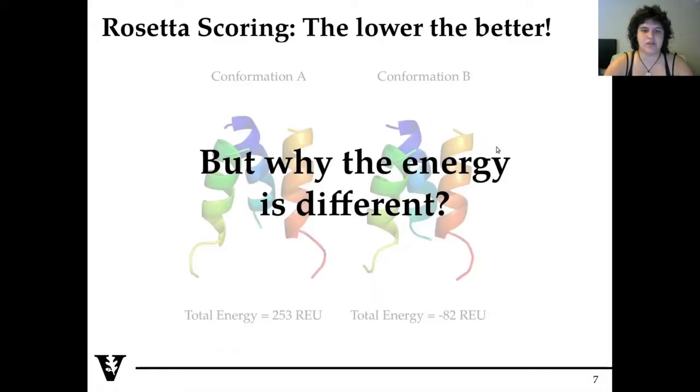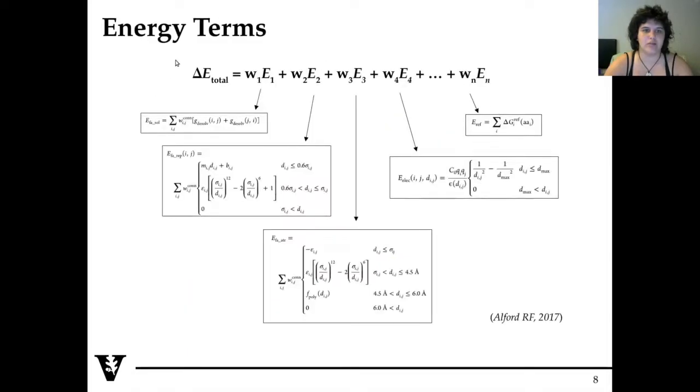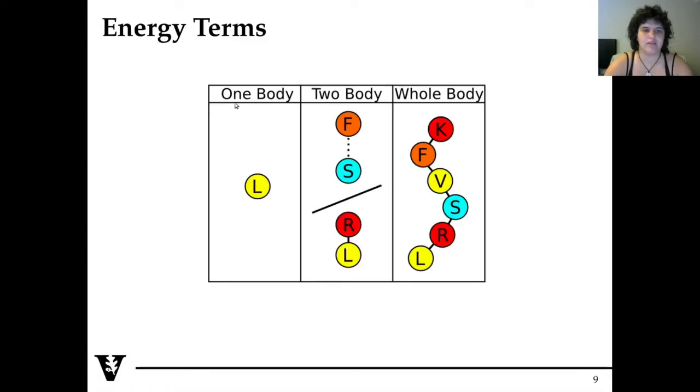The question is why the energy is different, so what changes? For understanding this, we have to go back to our definition where we say that the total energy is the weighted sum of energy terms, and we have to describe what the energy terms are. Before going into detail about energy terms, let me tell you that they can describe a single body, or they can be a relation between two bodies, for example two atoms, such as hydrogen bonds, or they can describe the whole body.